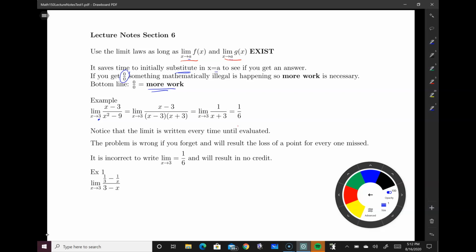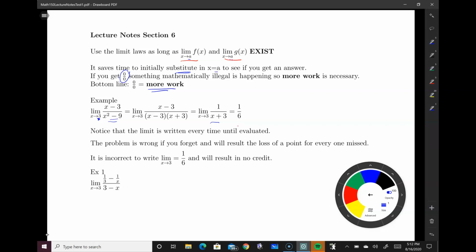So here we go. X minus 3 over x squared minus 9. If I evaluate at 3, put in 3, I get 0 over 0. So what I'm going to do is factor this denominator. I'm going to cancel, and then I get this. Now I'm going to substitute x equals 3 into here. So I evaluate it at 3 and I get 1/6.